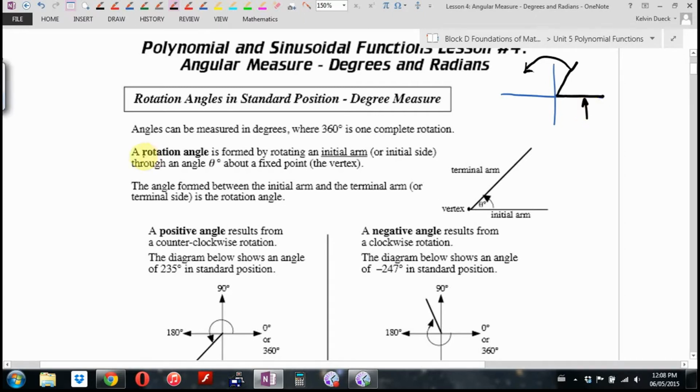So a rotation angle is formed by rotating an initial arm or initial side through an angle, and traditionally, my physics kids have seen this, we use the variable theta for an angle. Why? Well, the same way if I use x and y, I'm probably talking about a graph. The same way if I use a, b, and c, which equation am I probably talking about? Which one has a, b, and c in it?